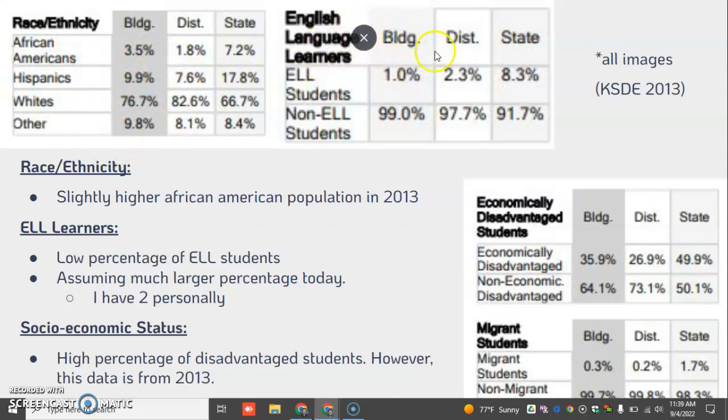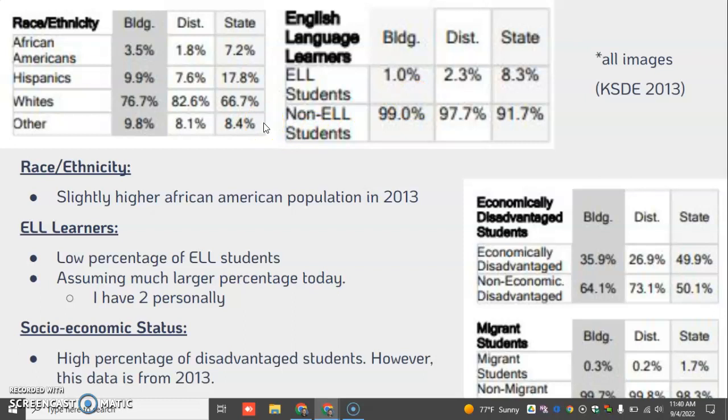ELL, this was one I was not able to find current information on. It said here that our building was about 1% ELL. I do believe this is a much higher percentage now, as I personally have 2 in my class, so I would assume this percentage is much higher. I've had 3 since I started, 2 of which were native Hispanic speakers, and I had 1 that spoke, I am not entirely sure, I want to say some African American language. I'm not 100% sure on that one.